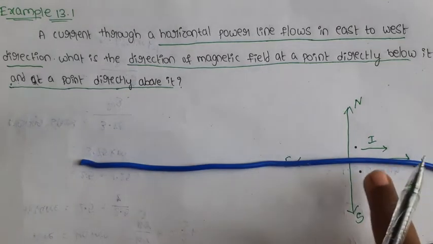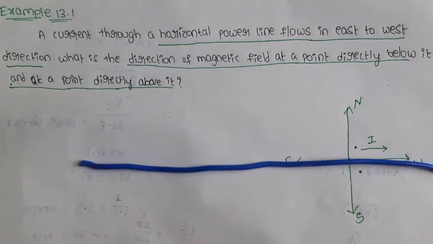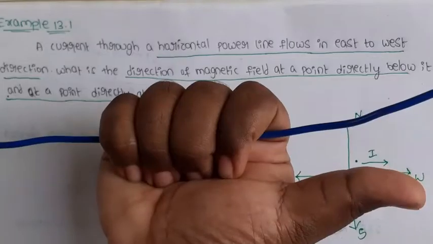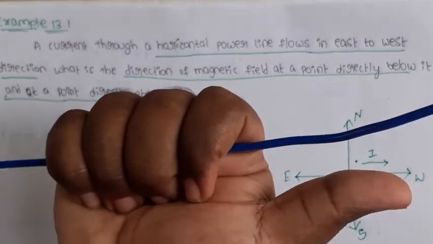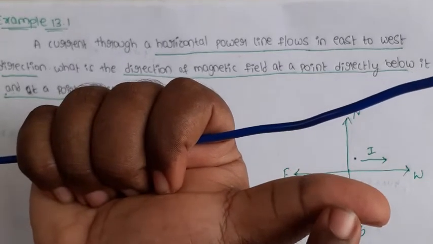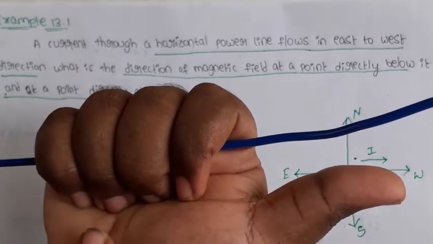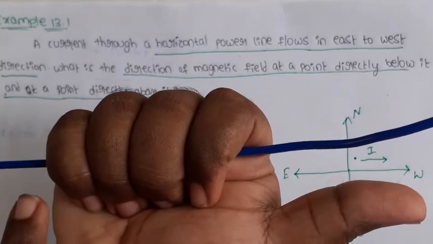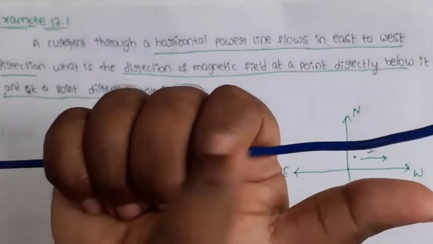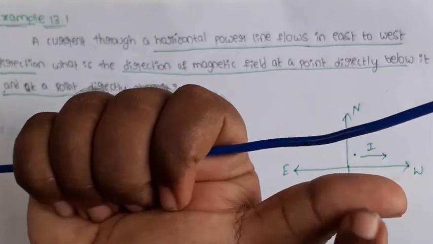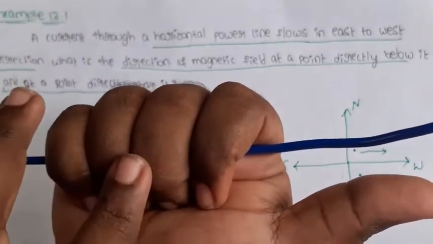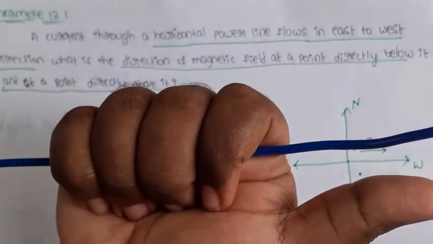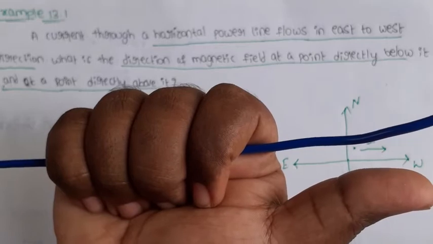How do you find the direction of the magnetic field for horizontal power line? By using the right hand thumb rule. This is my right hand. I am holding this horizontal power line. So this thumb finger shows the direction of the current. Current flows from east to west direction, so this is the direction of the current. What about the remaining fingers? Remaining fingers show the direction of the magnetic field.